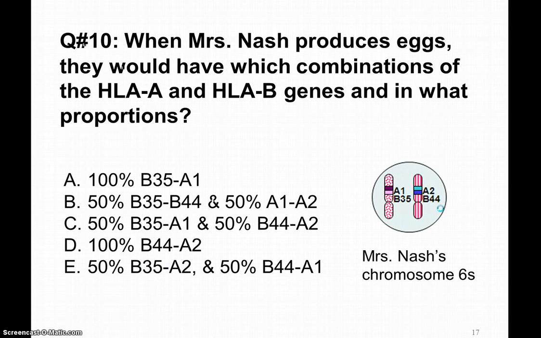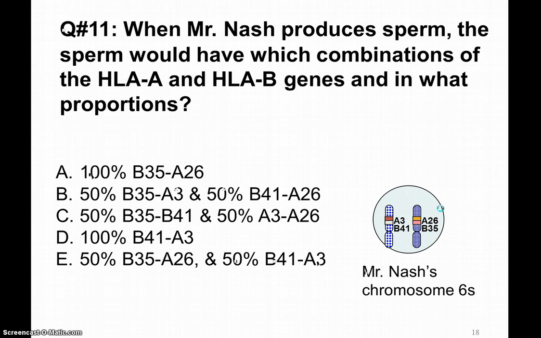Okay, so pause your video, go back to your quiz, and answer this question now. You can see on the right Mrs. Nash's chromosome 6s. Okay? When she makes eggs, what are the possibilities for the alleles in those eggs? Here's question 11. There's Mr. Nash on the right. You can see his chromosome 6s, what types of sperms could he make?